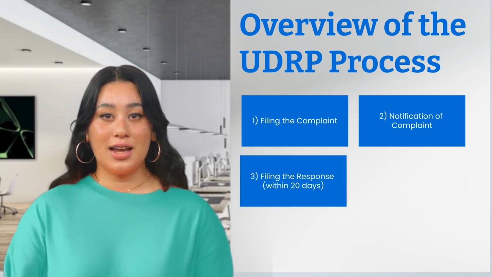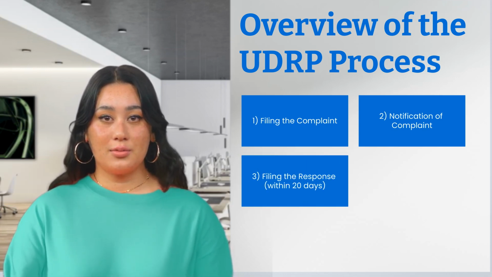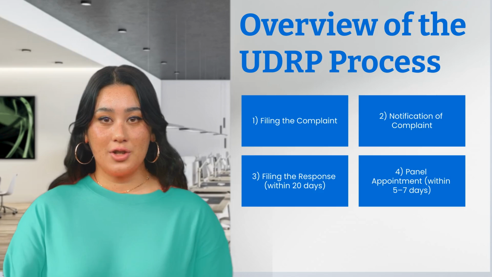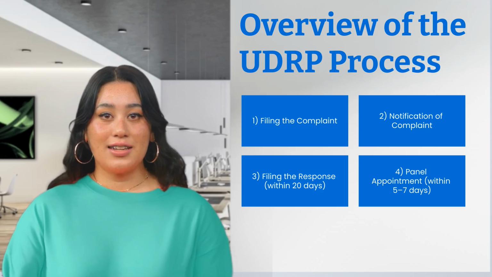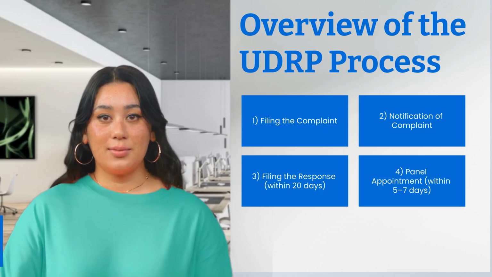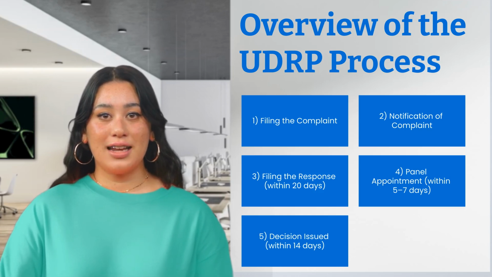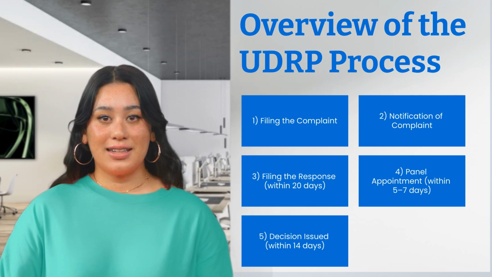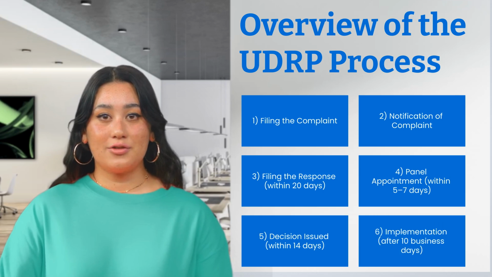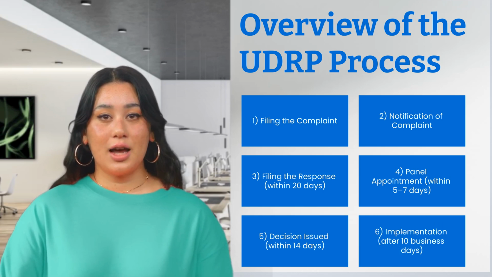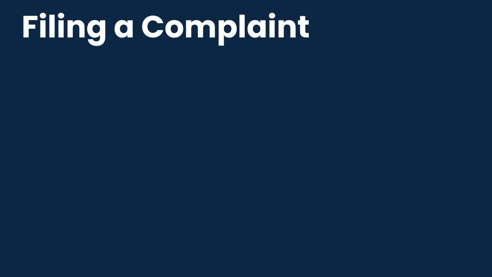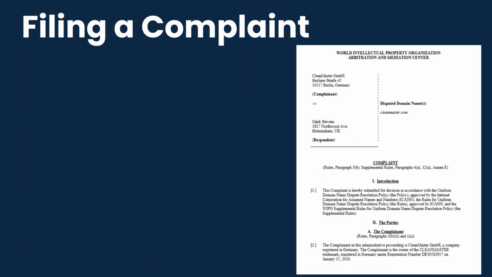The respondent then has 20 calendar days to submit a written response. Next, the provider appoints a panel within about 5 to 7 days after the response deadline. The panel reviews all submitted materials and issues a decision within 14 days. Once the decision is made, it is communicated to the registrar and the parties. The decision is implemented after a 10 business day waiting period, unless a party files a court action during that time.